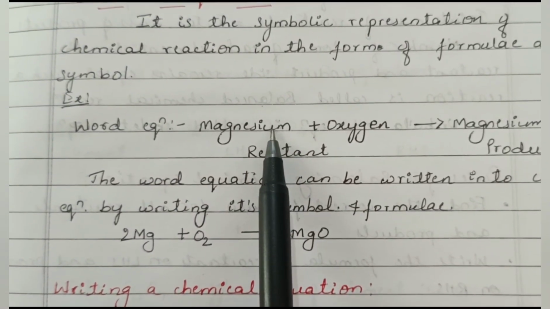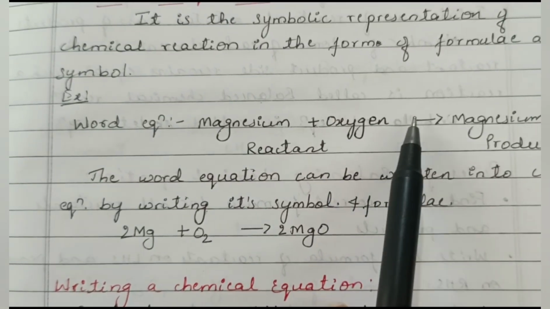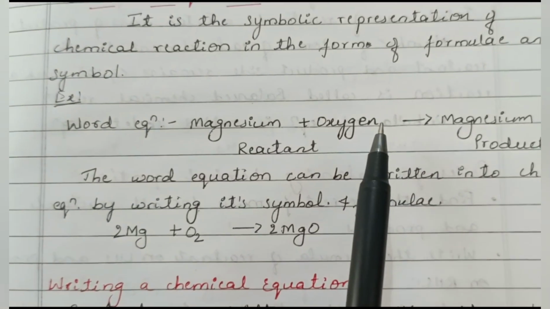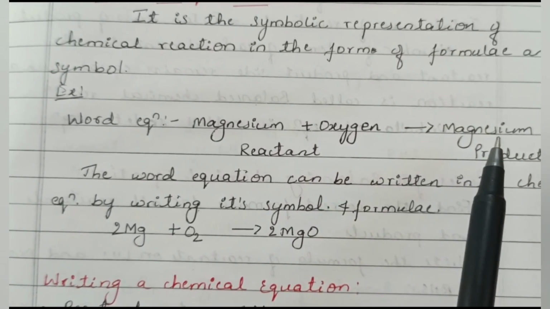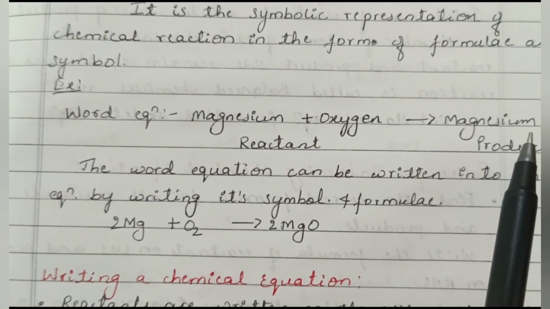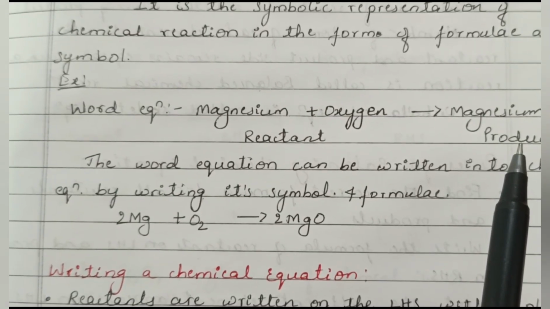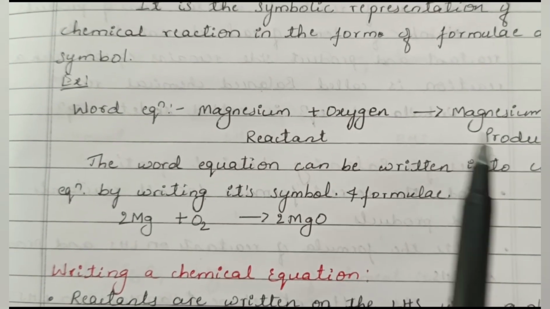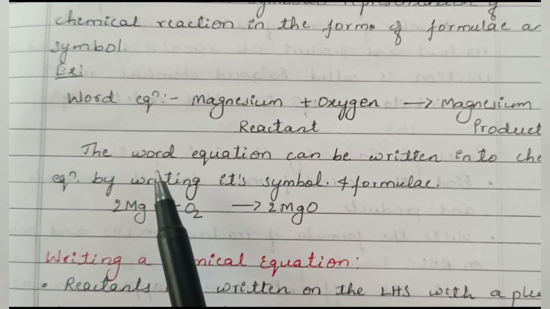Word equation for activity 1. Magnesium reacts with oxygen present in the air, right? So here the reactants are magnesium and oxygen. We have to write magnesium plus oxygen. Then we have to write an arrow mark. What's the product? Magnesium oxide. Magnesium oxide we have to write. This is the word equation.